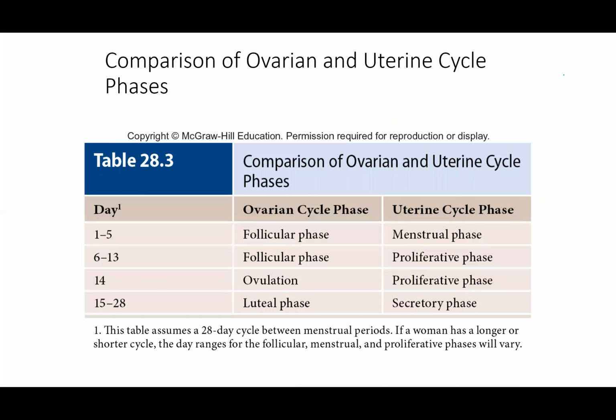So that's based off of a 28-day cycle. So you have day 1 through 5 from the ovarian, so the follicular phase. Day 6 through 13, also the follicular phase. Day 14 should be ovulation, and day 15 through 28 is the luteal phase.